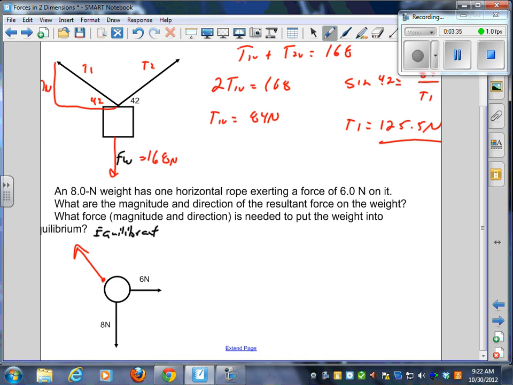Okay. Now, do I need to use components here, do you think? No. How come? Because it's too simple, right? I mean, it's just a straightforward Pythagoras kind of thing. I've got an 8. I've got a 6. There's my resultant. So the resultant squared is going to be 8 squared plus 6 squared. And that's going to give me 10.